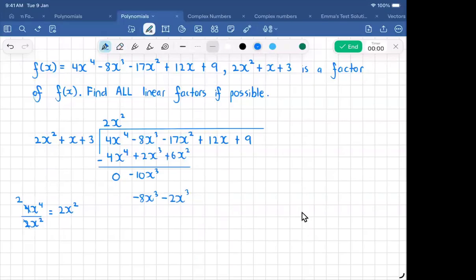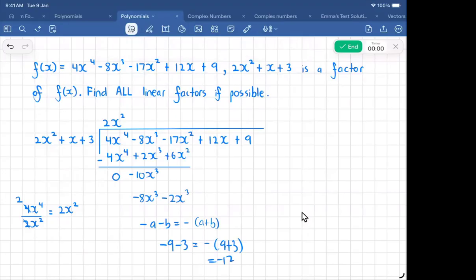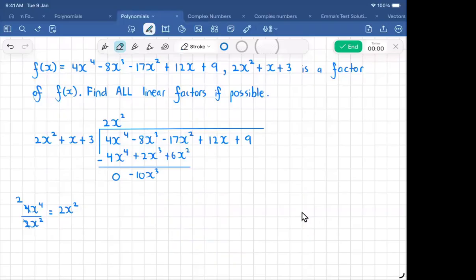Generally speaking, if you have minus a minus b, that'll just be equal to minus a plus b. So if I have minus 9 minus 3, that'll just be minus 9 plus 3. So minus 12. The next one will be 22x squared minus 22x squared. Now that'll be minus 23x squared. I miscounted one. 70 plus 6. You missed out 2. You said 21. Yes, 21. I missed out 2, my bad.